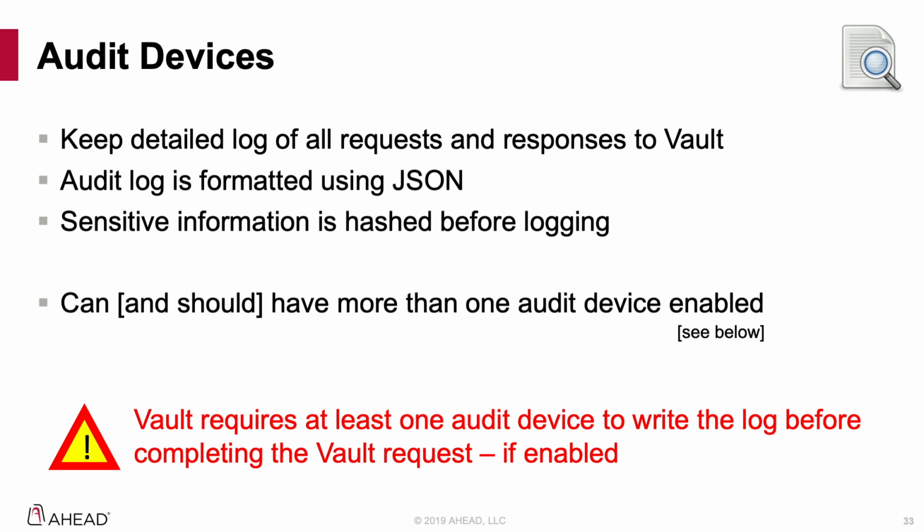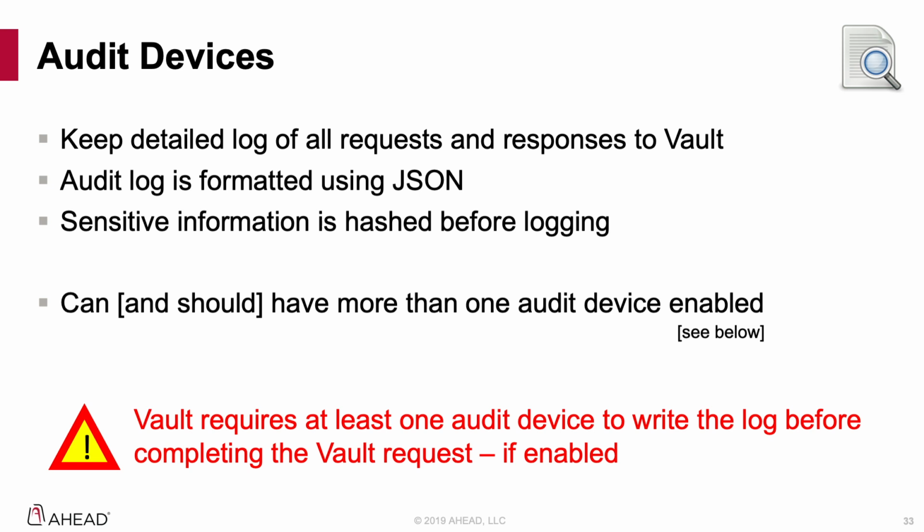So the last piece around the components here, Audit Devices, does exactly what it sounds like. It keeps a detailed log of requests and all of its responses within Vault. The audit logs are formatted in JSON. Sensitive information, say like the usernames and stuff like that, or the credentials that it creates, are actually hashed before it logs, so you can't just go through the log and gain access to something. So the final one is, you can and should have more than one audit device enabled.